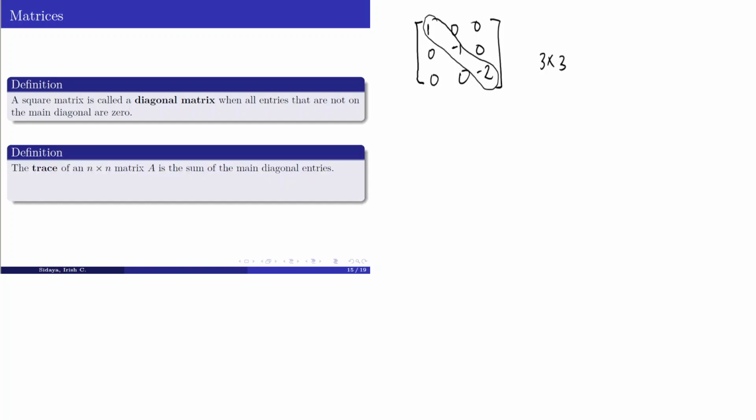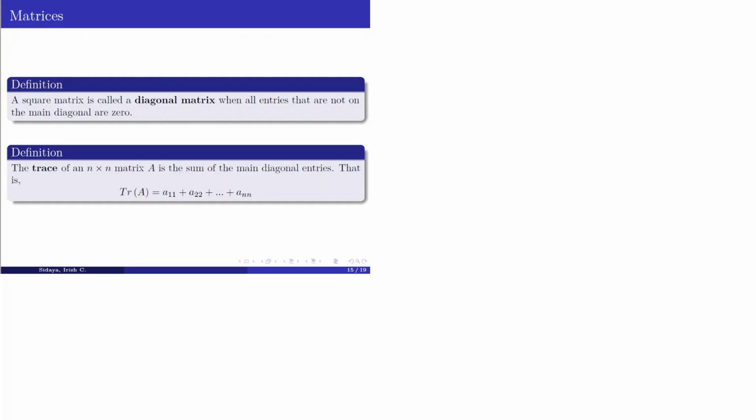Also, we have the trace. The trace of an n by n matrix A is the sum of the main diagonal entries. That is, trace of A is equal to the entry a11 plus a22 plus and so on up to ann.